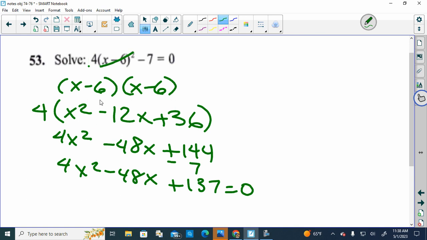Okay, what is my A? 4. B? Negative 48, and then your C is 137. Okay, and then you'd be able to plug it in. We're not going to plug it in. I just want to make sure that you got to that point right there. Good? Okay. So I don't even know if I left you one on the notes to try, but that's the only difference. It's just the bigger numbers to plug in.